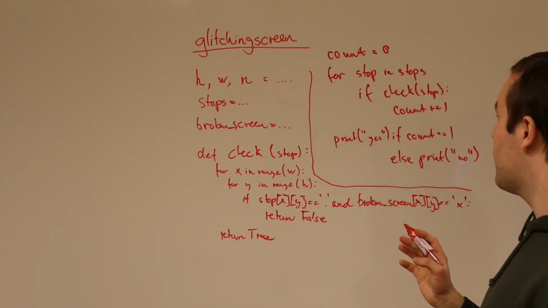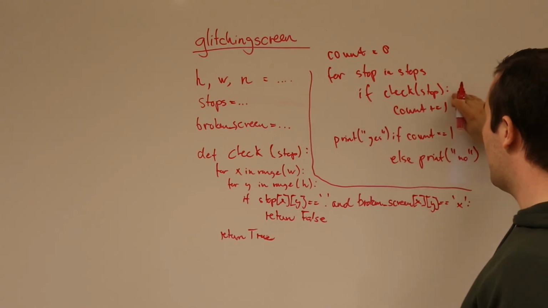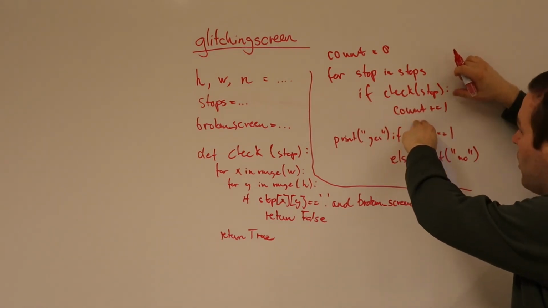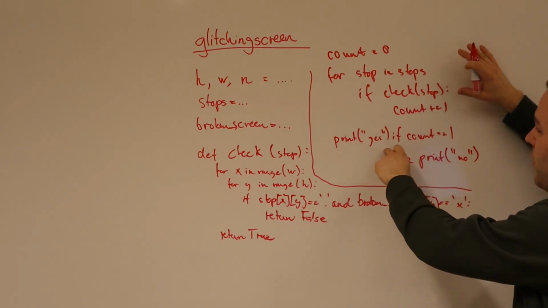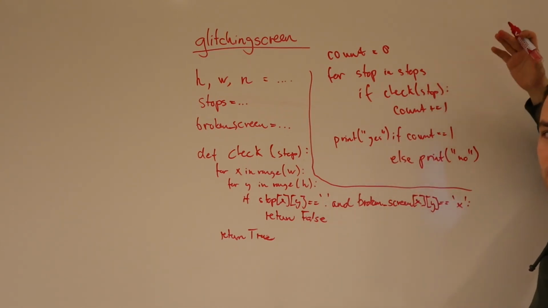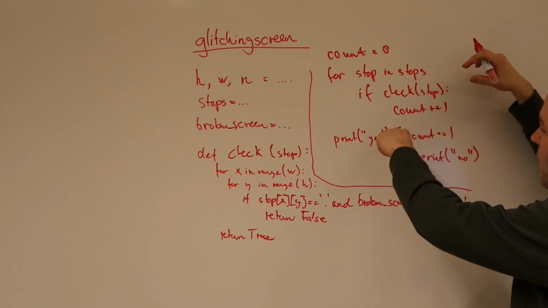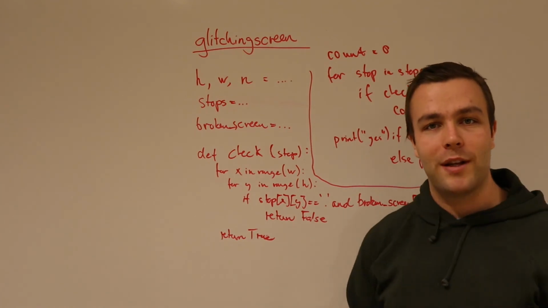To finish our algorithm, we go over all the stops and we check each of the stops. So if a stop matches the broken screen, we increase our counter by 1, and we print yes if it can only be one of the stops, because then we can help Peter determine what the next stop is. And if it's not one, we print no, because we are not able to determine what the next stop is.